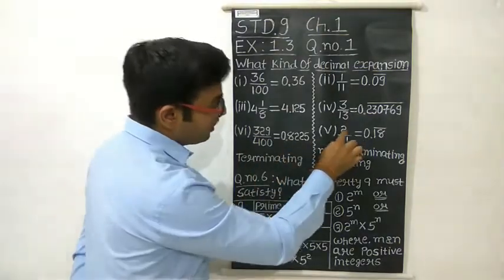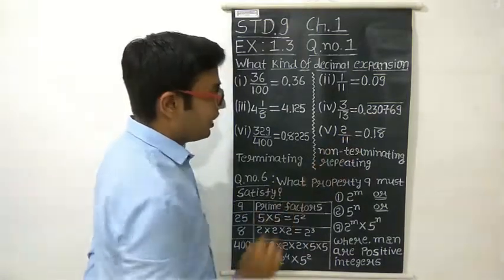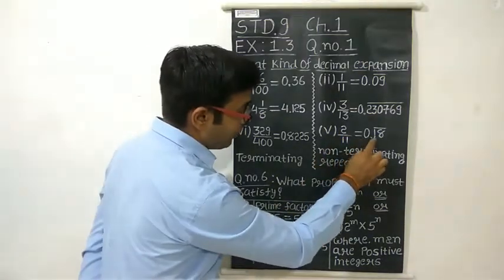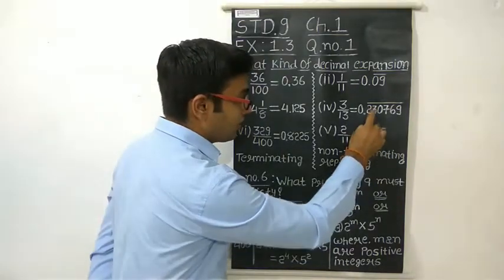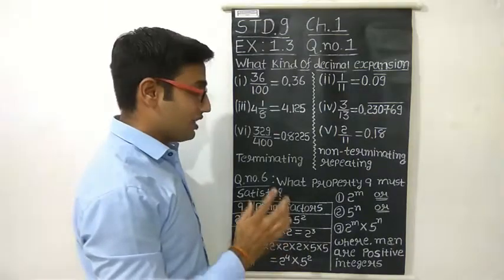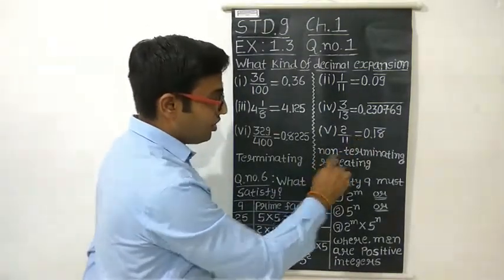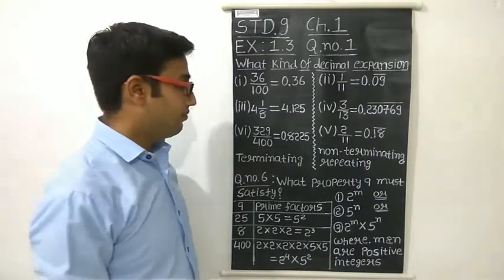The fifth one is 2 upon 11. Again by dividing 2 by 11, we will get the answer 0.18 bar. So whenever there is a bar on the digits in the decimal expansion, now we can say that it has a non-terminating repeating decimal expansion, right?